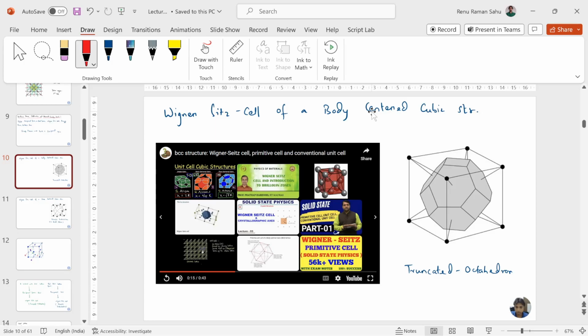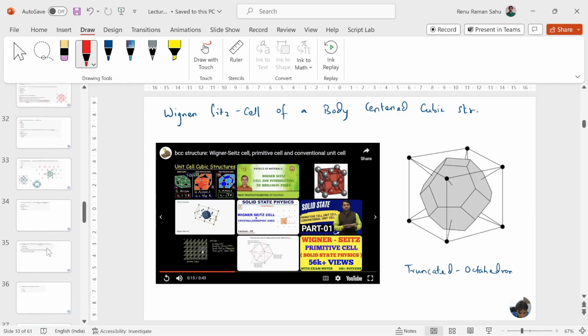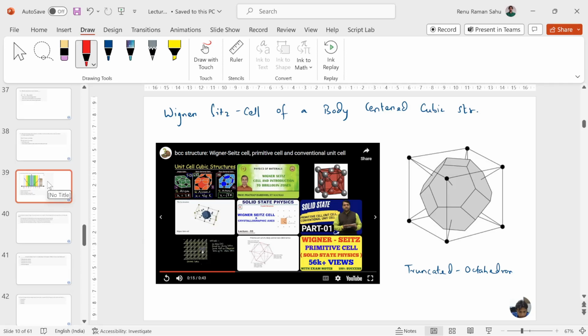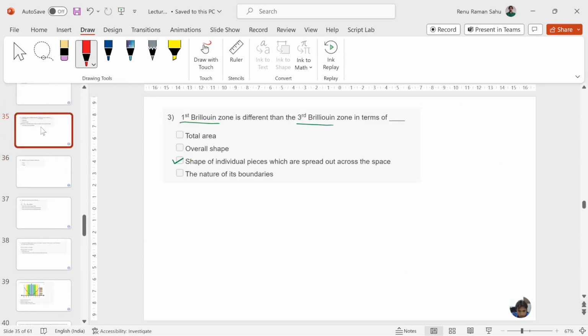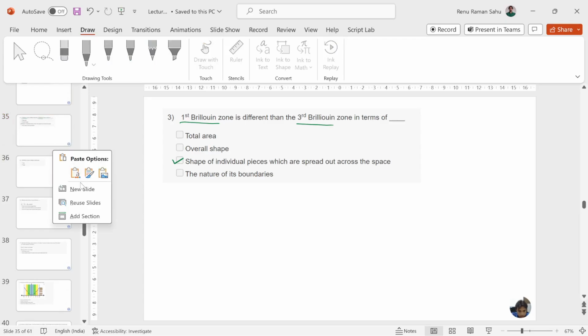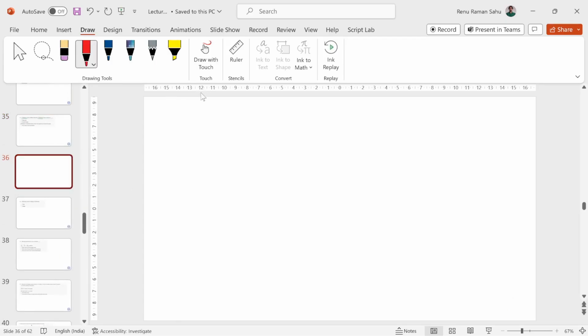Okay, let me just go with this. Suppose the crystal is body centered. What you want to know is the shape of the first Brillouin zone. So what is the Brillouin zone? Tell me, what is the definition of the first Brillouin zone?